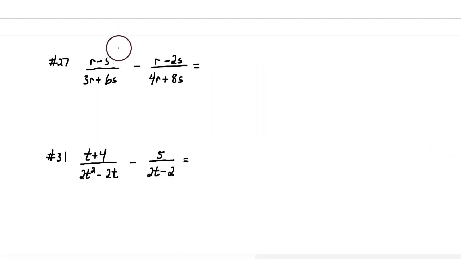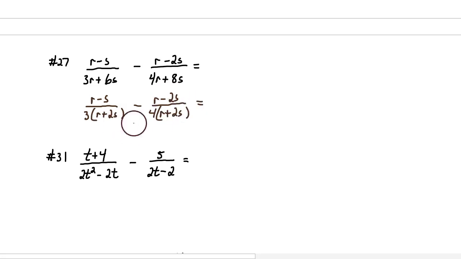Number 27. Before we look for a common denominator, let's factor these binomials. So we're going to rewrite the question. It will become r minus s over 3 times r plus 2s. And this one over here is r minus 2s over 4 times r plus 2s. Now that we have factored form in the denominator, it's easier to see our lowest common denominator. This is a 3 and this is a 4. The LCM of 3 and 4 is the number 12.